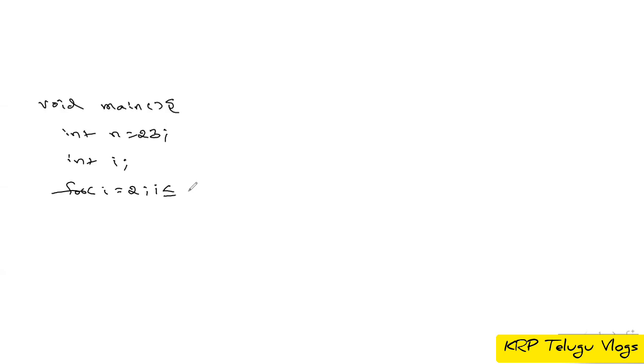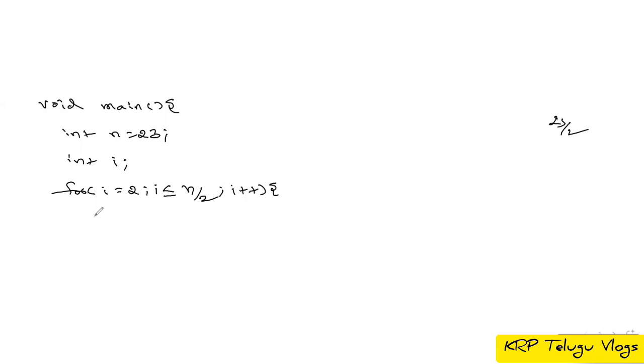So how can we write a program for this one? Void main. Say int n is equal to 23. This is the number, this is the input. Then int i. For i is equal to 2, i less than or equal to, till where do we have to check? 11. That is n by 2. n by 2 is nothing but 11. Is that clear? 23 by 2 is 11. Yes, sir. So n by 2, i plus plus.